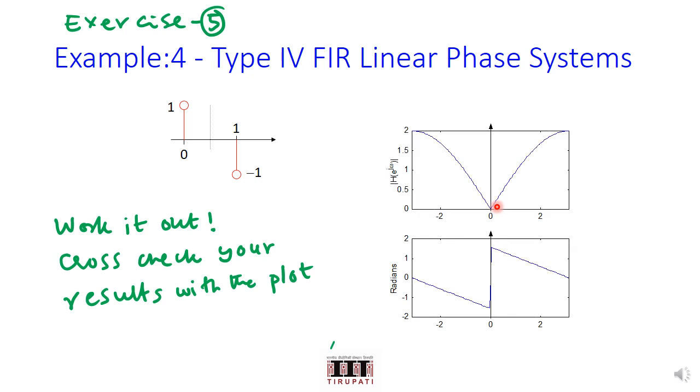If you recollect, irrespective of the sequence you consider, it should have a 0 at omega equal to 0, right? Because z equal to 1 is the 0 it has, which means at omega equal to 0 the magnitude should become 0. So this is how it looks like.